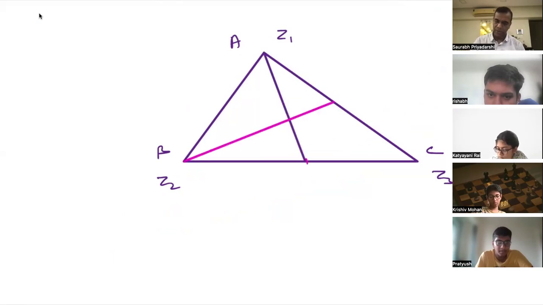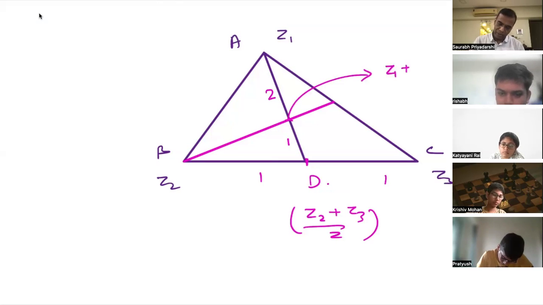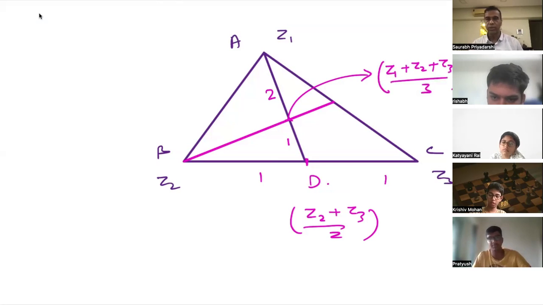The median means this is the midpoint D, and we know that the centroid G divides AD in the ratio 2:1. So the midpoint is (Z2 plus Z3) by 2, and then applying the section formula with ratio 2:1, I'm getting Z1 plus Z2 plus Z3 by 3. So the coordinate of the centroid is represented as (Z1 plus Z2 plus Z3) by 3, by the section formula, as we know.